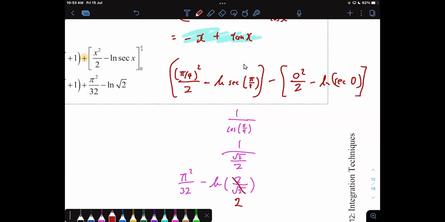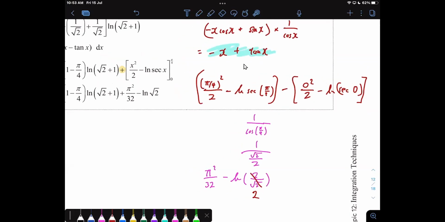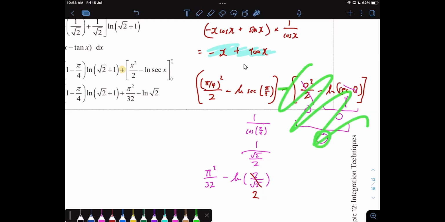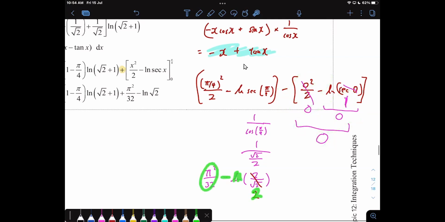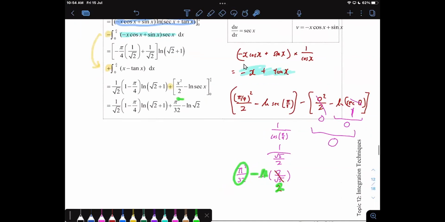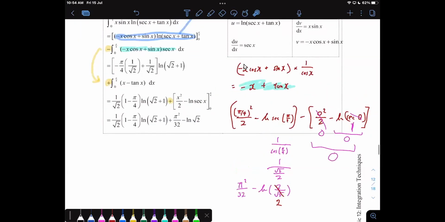Then in this case, how about 0 squared over 2? It's just 0. How about secant of 0? 1 over cosine 0, it's 1. Then ln of 1 is 0. So 0 minus 0, the whole thing becomes 0, then minus 0, you can just throw it away. So you end up with pi squared over 32 minus half ln of 2. That's how we get this over here. We were calculating this. That is for part 3.